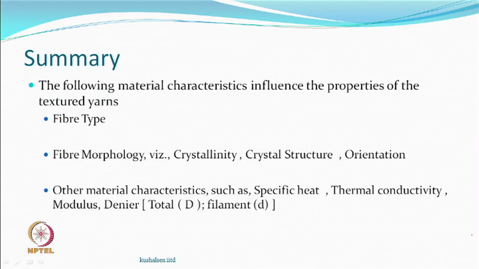So, we summarize here. There is the chemistry of the fiber, also the morphology, which is crystal structure, orientation, and other properties of the material which are related to heat transfer, heat capacity, the modulus, the denier, and the total denier of the yarn, textured yarn, and this is how all these material characteristics matter. So, next time hopefully we will look at the process parameters and their relationship.